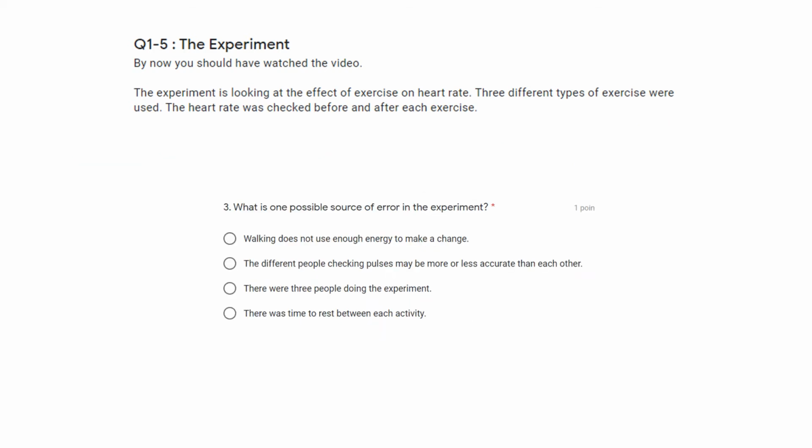So what is one possible source of error in the experiment? Walking does not use enough energy to make a change. Well, all body actions need energy, so any type of exercise would make some kind of change. Different people checking the pulses may be more or less accurate than each other. Yeah, checking a pulse is not an easy thing. It takes doctors a long time to practice. Maybe some people have had practice before, other people have not, so some people were more accurate.